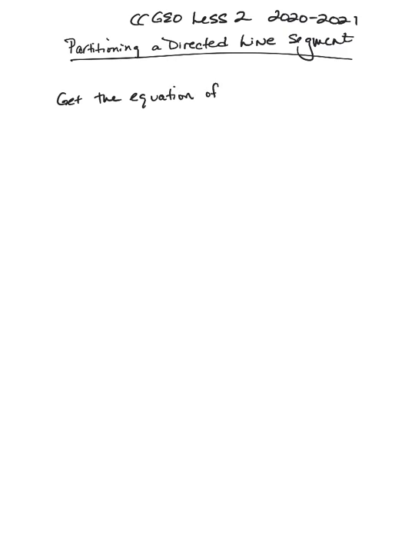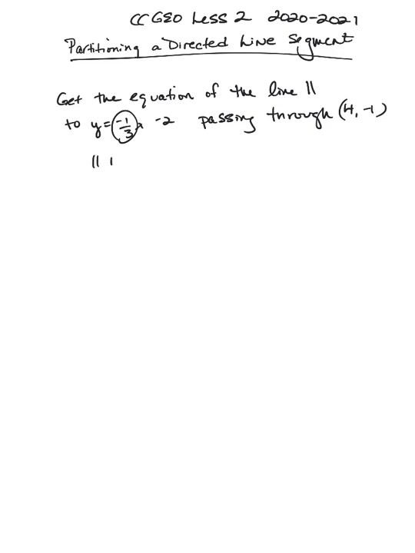Get the equation of the line parallel, that's the symbol for parallel, to y equals negative 1/3 x minus 2 passing through (4, negative 1). So in order to get this equation, you look at the word parallel. Parallel means same slope, right? Parallel means same slope.